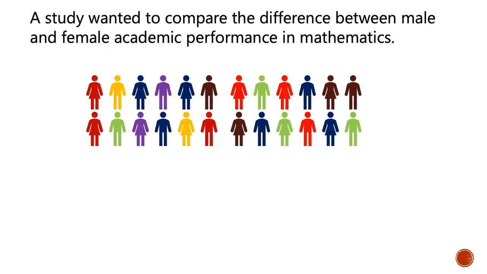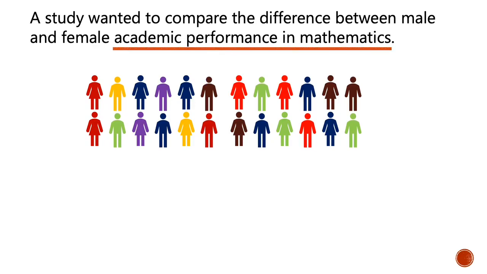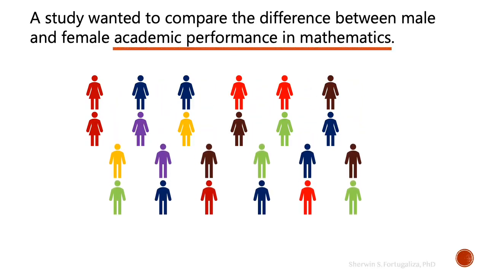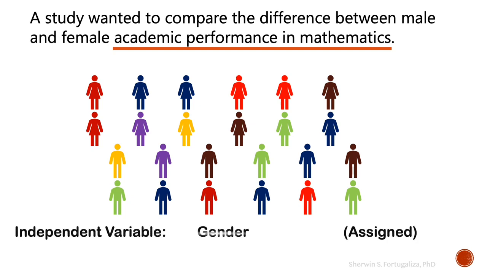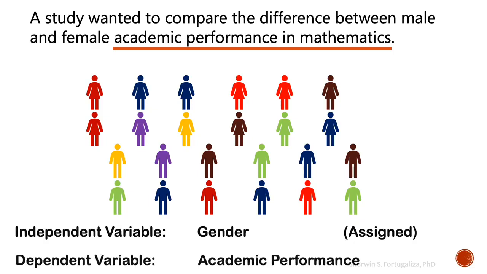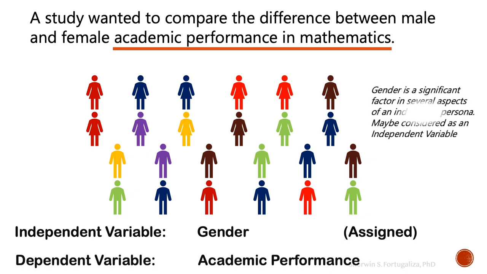Suppose we are also interested to compare the difference between male and female, whether they perform high or low in their scores in mathematics. In this case, gender is considered to be an independent variable, but since this is an inherent characteristic and the researcher cannot control how it appears to each of the subjects, this independent variable is considered to be an assigned independent variable. And the dependent variable in this scenario is academic performance, the variable that changes in response to the independent variable.